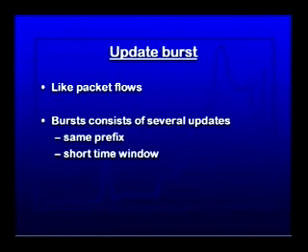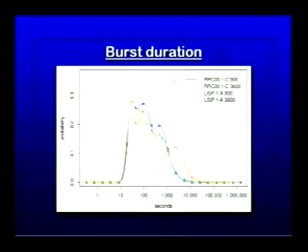So if a peer sends 2 or more updates for the same prefix within a short time period, we would consider these updates as being part of the same update burst. Like someone grouping packets into flows, we are grouping updates in this way together. So we can now look at the characteristics of such update bursts.